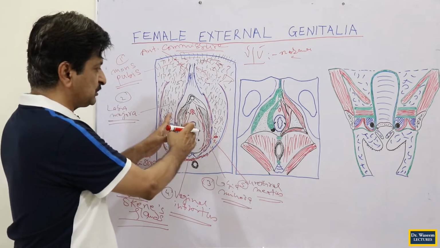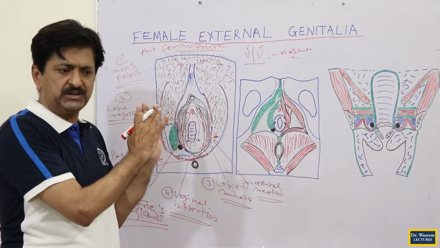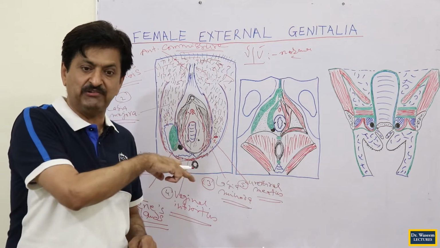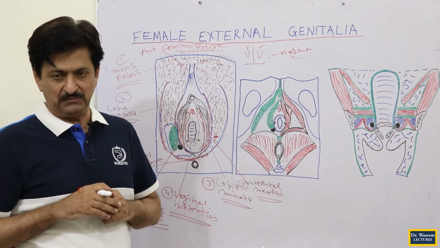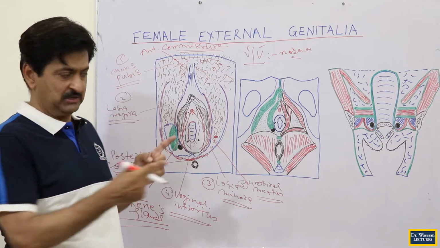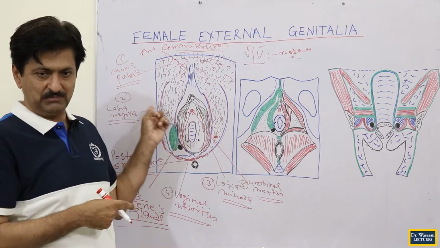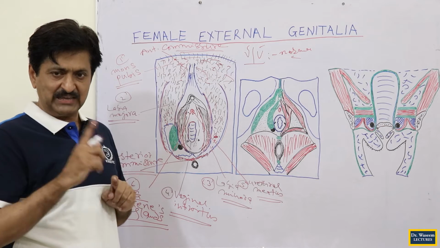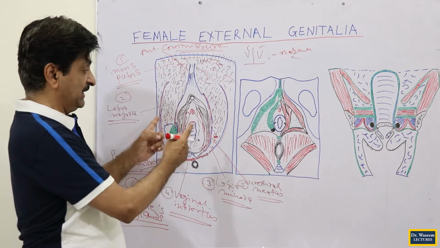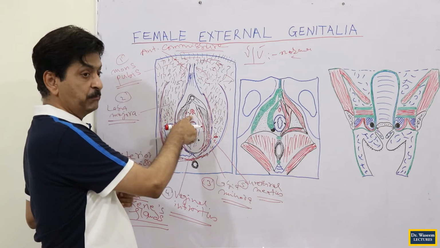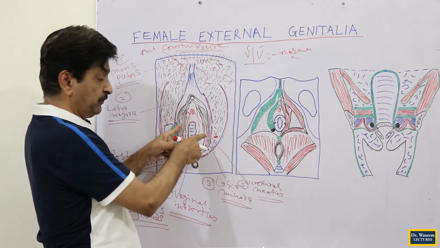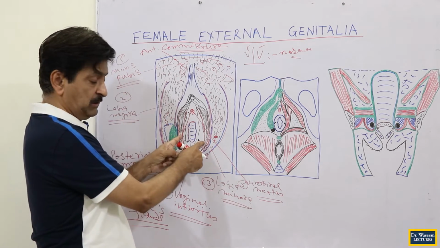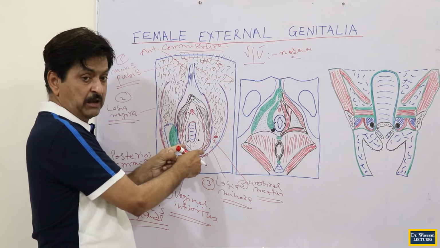So every structure in the external genitalia, in the vulva, will have an equivalent, homologous organ in the male. In the male, I told you there is the scrotum, here you say this is the labia majora. In the female there is a paraurethral gland, in the male there will be the prostate. In the female, these are called the labia minora.